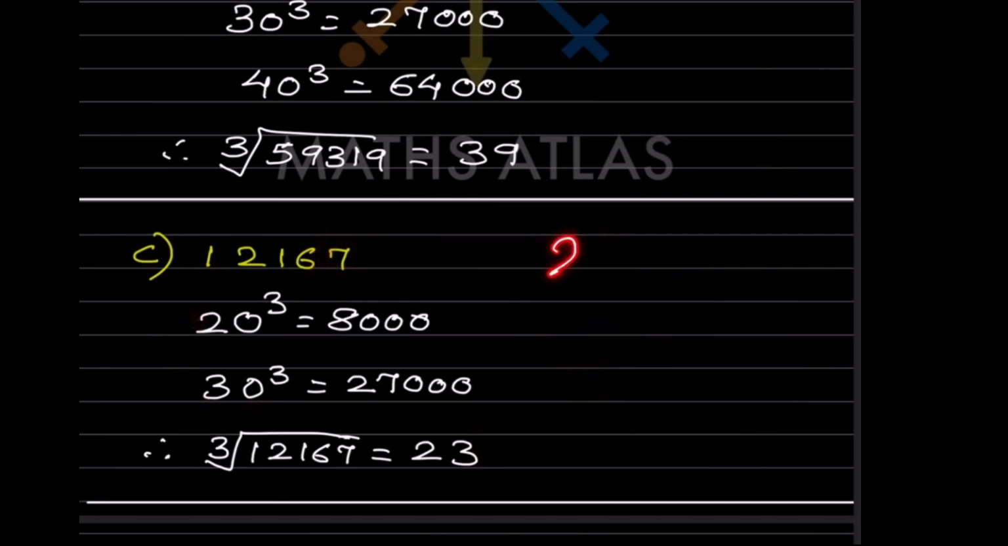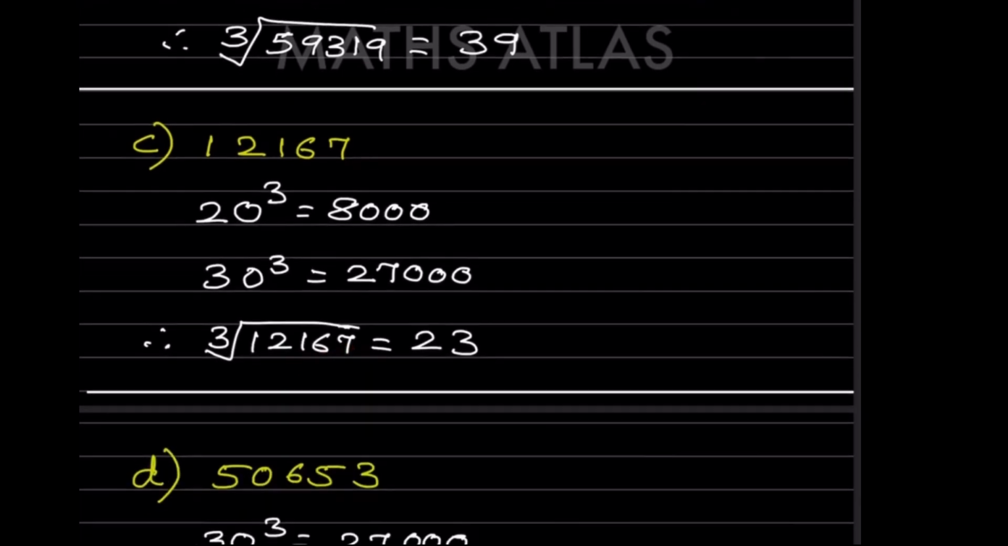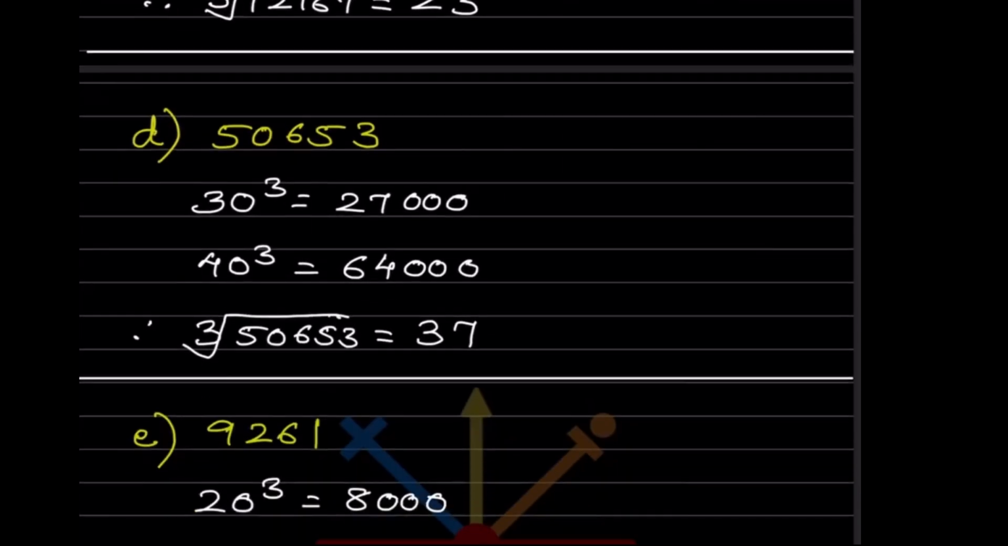And later on you can also recheck it, 23 into 23 into 23, because cube of it. So when you multiply that, you get the same number, that will be 12167. So cube root of 12167, sorry, that is 23. Again here 50,653. So this number lies in between 30 cube and 40 cube.